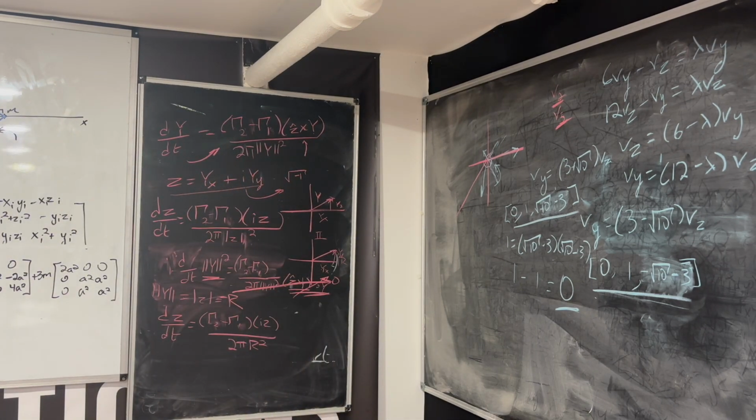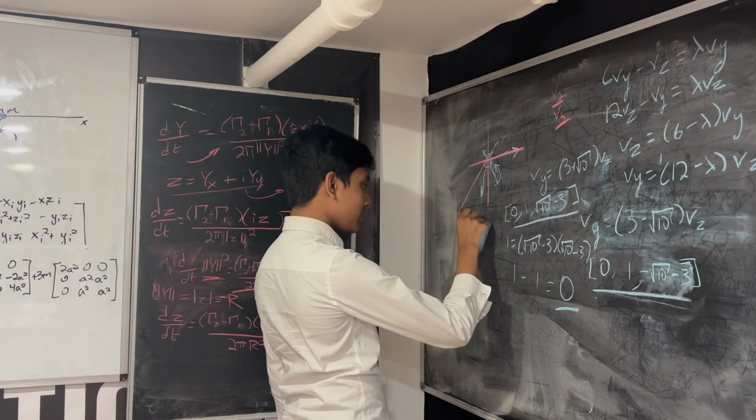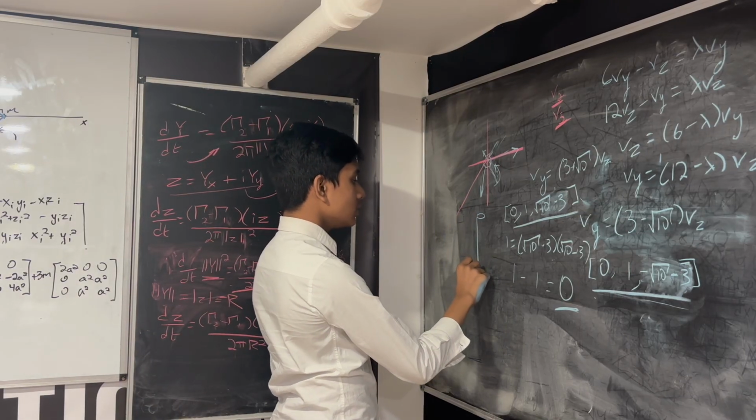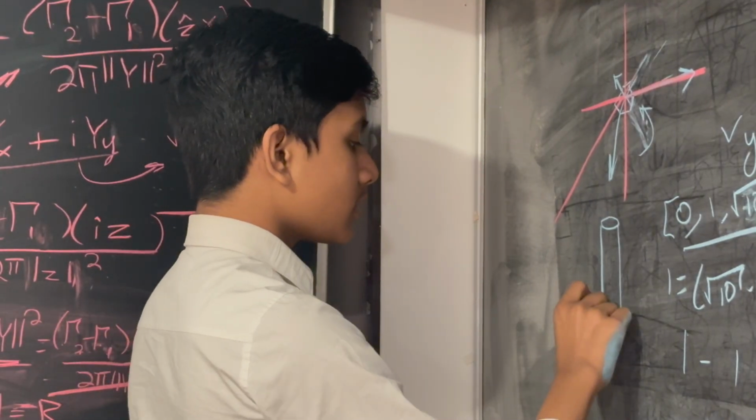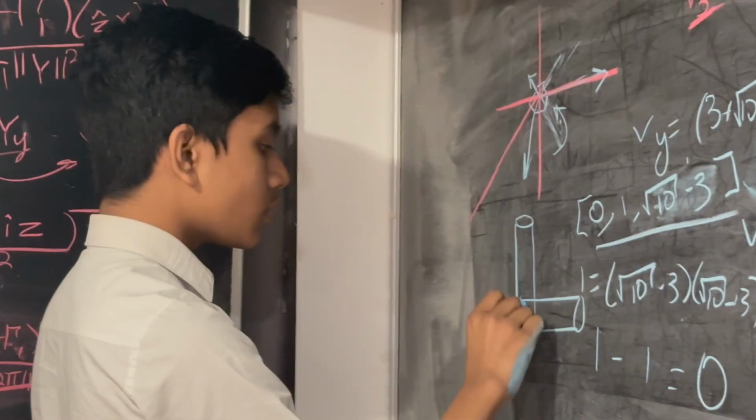If you really think about it, it's like a very thin cylinder. You can only place it in three stable configurations. This way, or this way.